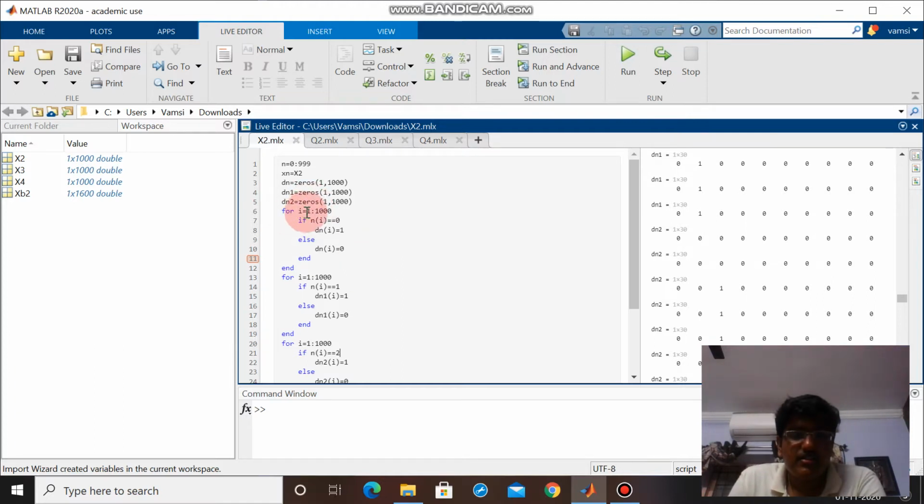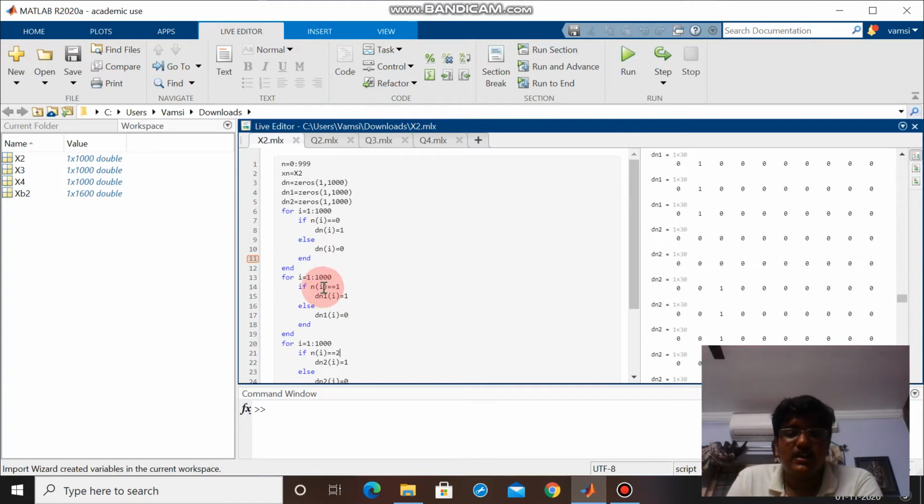As you can see, I have written for loops. The first for loop is i equal to 1 to 1000. What does it do? If you observe, when n of i is equal to 0, then dn of i will be stored as 1, else dn of i will be 0. So the variable dn will contain the corresponding delta of n values, because at n equal to 0, dn of i will be 1 and all the remaining values are 0.